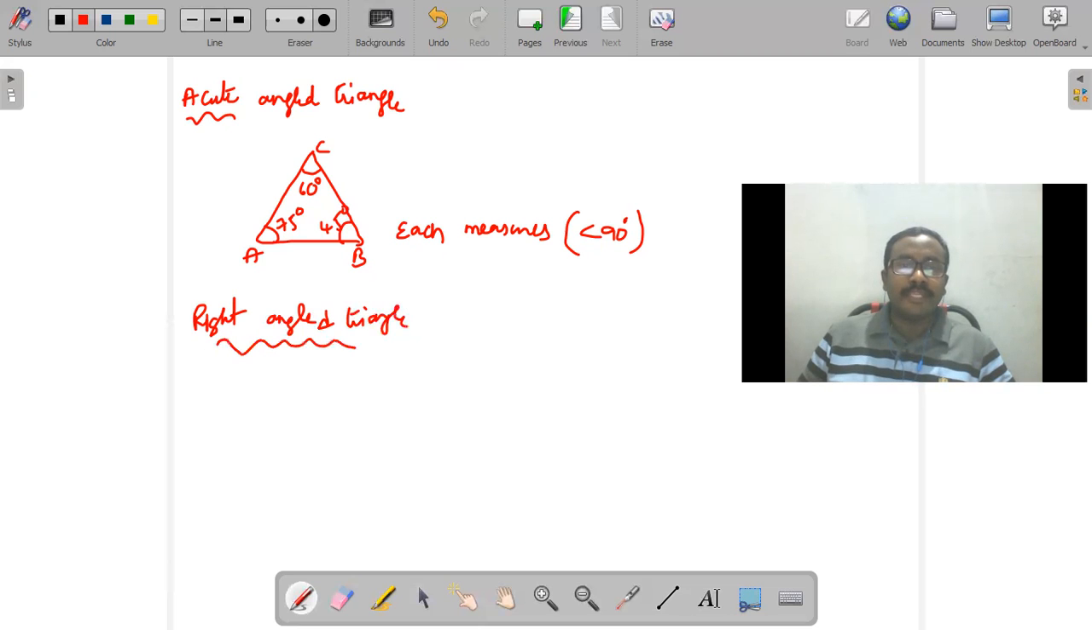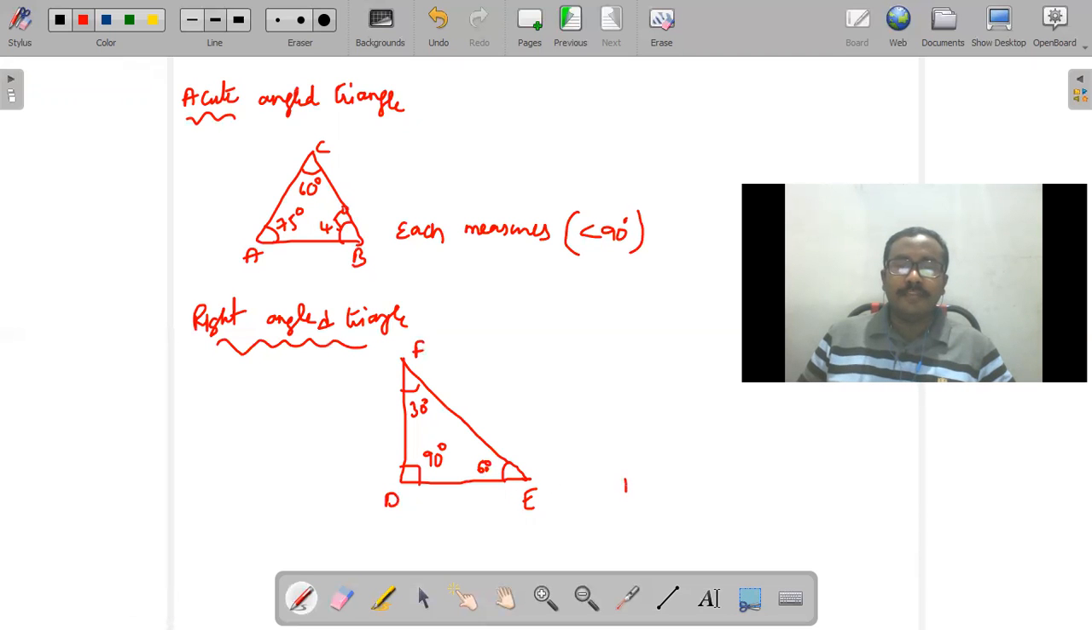Now, in a triangle, one angle, for example, I'm taking this as a triangle. One angle measures exactly 90 degrees. So what about the other ones? They may be 30 or 60; we can take any number. Okay, so this is about the right angle triangle. In a triangle, if one angle measures exactly 90 degrees, then the remaining angles are acute angles. Then we can say that the given triangle is a right angle triangle.